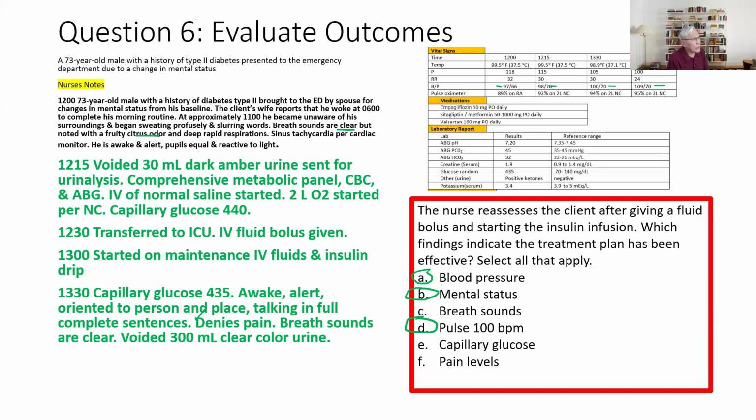How about the capillary glucose? Where is our capillary glucose? Right here. 435 right over here, and 440 over here, 435 over here. It's still bad, right? There's not much change. Almost no change. It's almost the same, correct? And pain levels, there's nothing about pain, denies pain. So the correct answers here are A, B, and D.